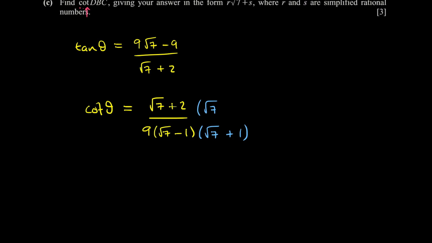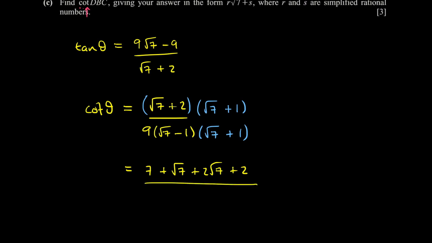Okay, so I multiply top and bottom by root 7 plus 1. If we do that, on the top, what we'll get is root 7 times root 7, which is just 7. Root 7 times 1, which is root 7. 2 times root 7, which is 2 root 7. And 2 times 1, which is 2.